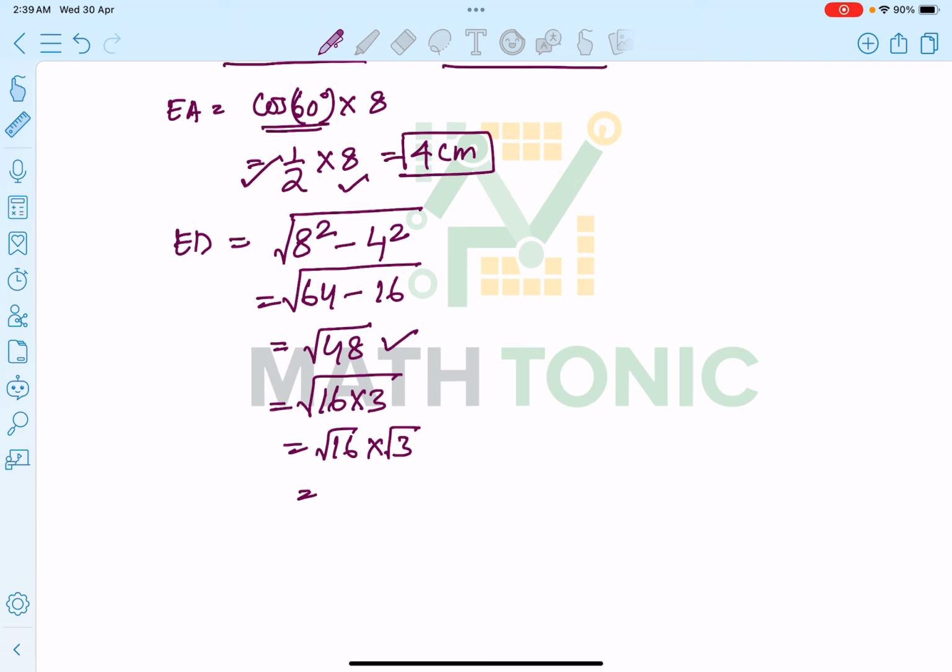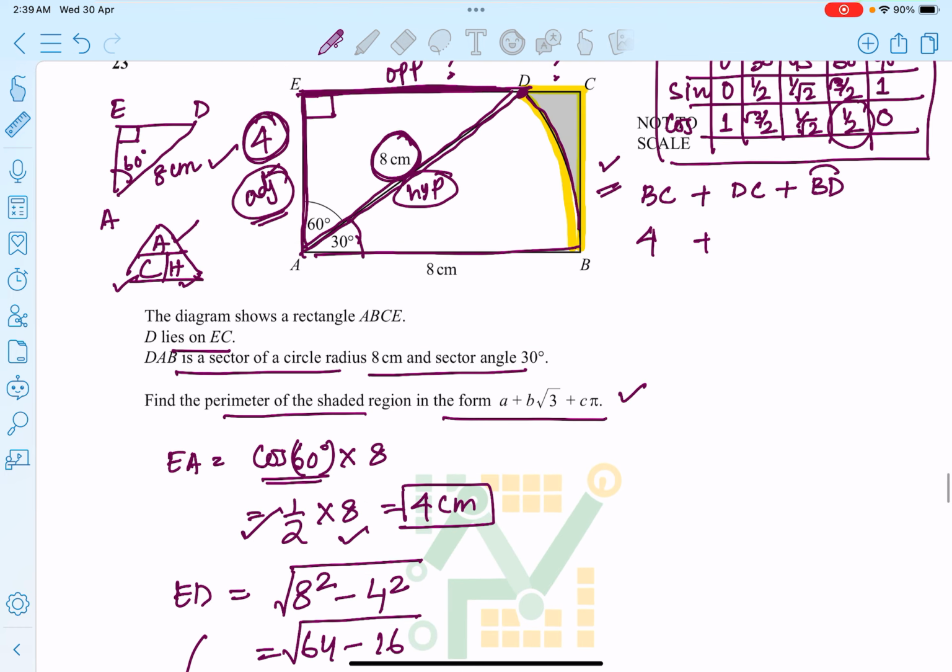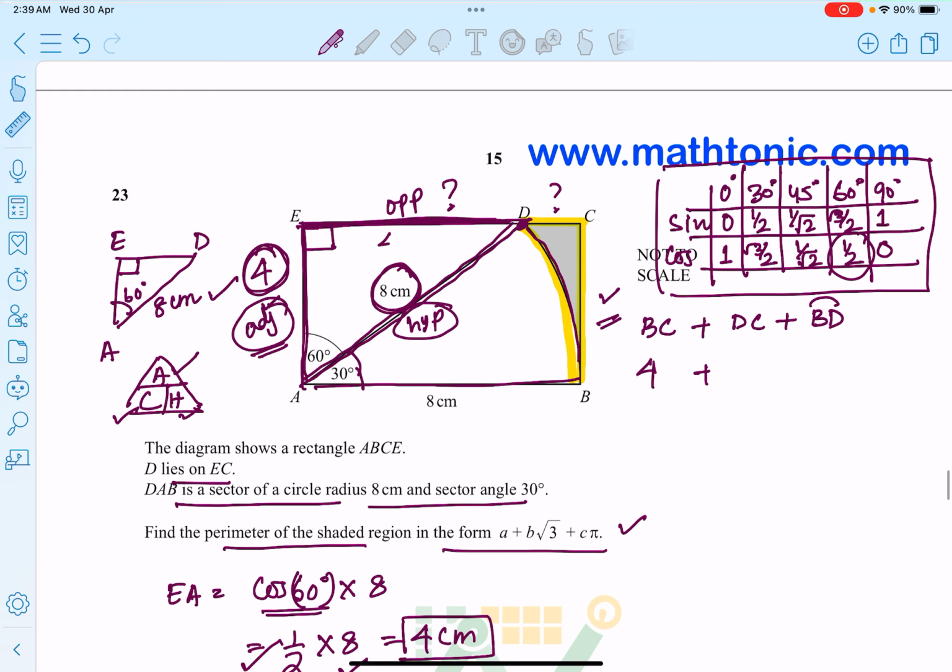So this is a square number, so square number means 16 square root will be 4. So if I simplify this, I got 4 root 3. I hope you understood this one, right? So ED, which means this part, I got 4 root 3. Did you get it?